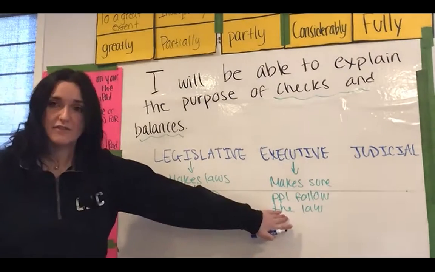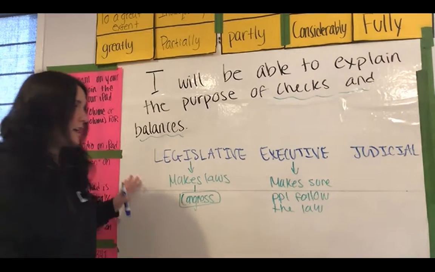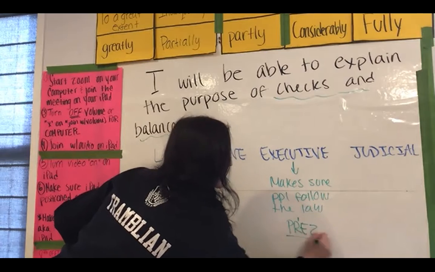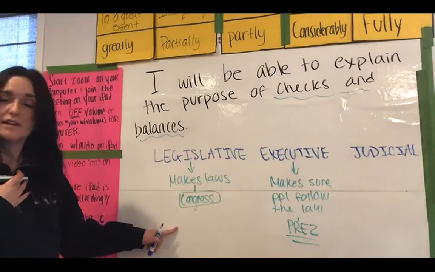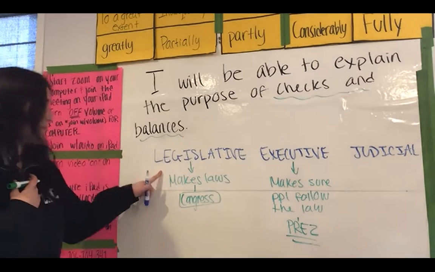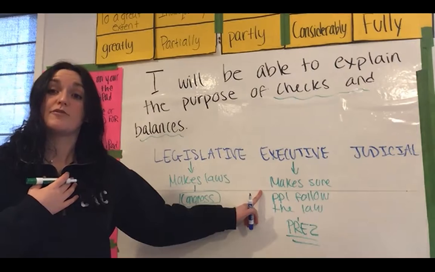But the executive has absolutely no power at all to make the laws. This is where the president is. A lot of times people assume the president can make the law. We know from our study of how a bill becomes a law, though, that the president does not have the power to make laws. She only has the power to make sure people follow the laws.